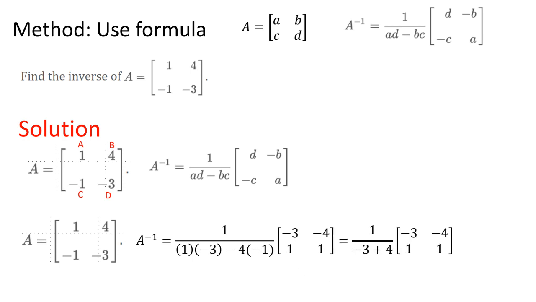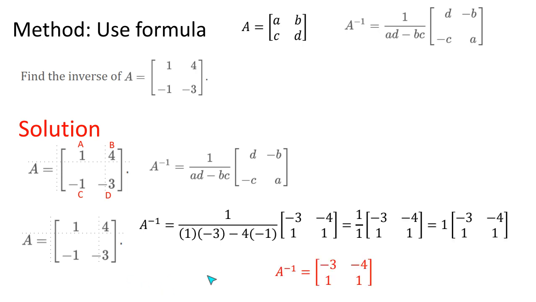So if we simplify, then we get negative 3, and then we have a minus times a negative 4 would be a positive 4. And negative 3 plus 4 is going to be 1. So 1 times a matrix is going to be itself. And so that would be our inverse as well.